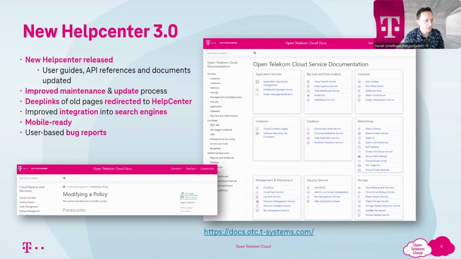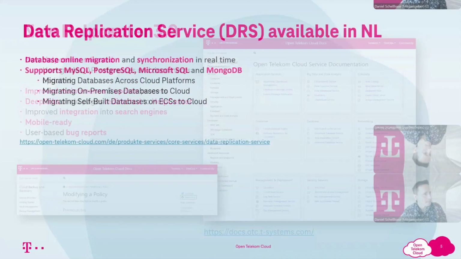That's an important aspect that we have included: you can directly include feedback here, and a bug if you find something that is not very well described. You can help us improve the quality of our documentation. Of course, you can find this at docs.otc.tsystems.com, and I think that's one of the highlights. Feel always free to provide us feedback here.